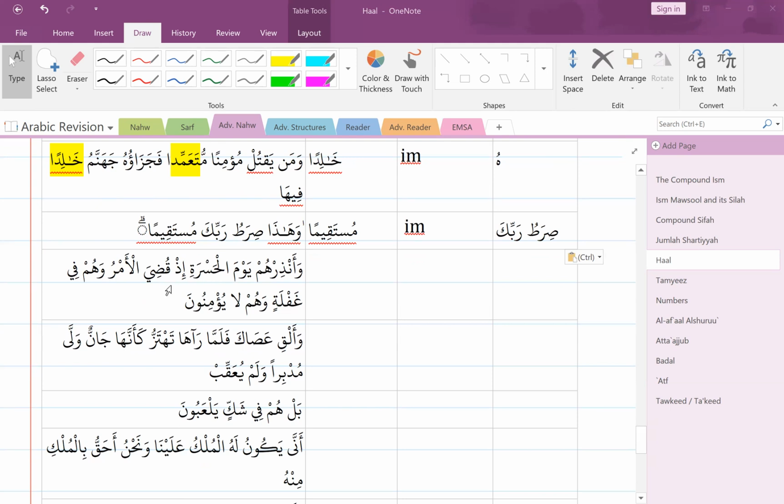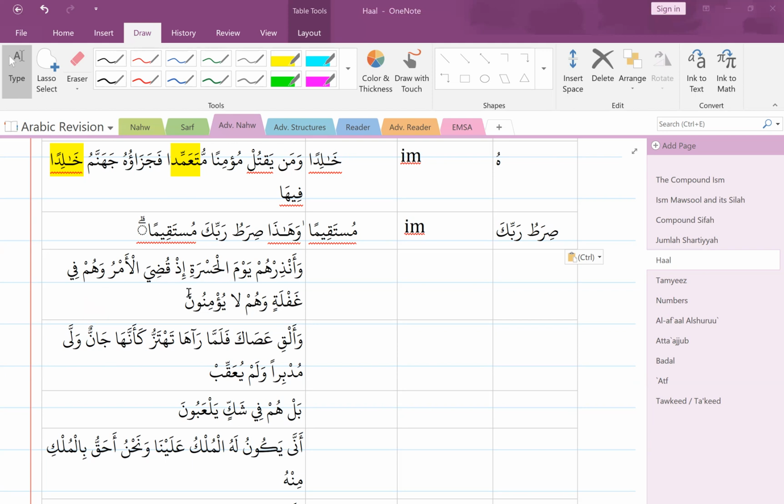وأنذرهم يوم الحسرة. هم looks like صاحب الحال, and قضي الأمر is the hal. Sorry, what? أنذرهم, warn them. يوم الحسرة is the day of regret. قضي is something decided. When the matter is decided. So is قضي الأمر a hal of they, because when they were in regret?